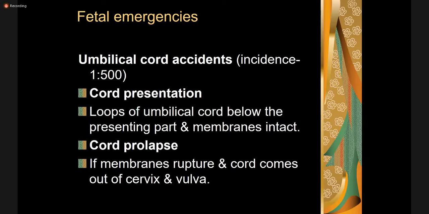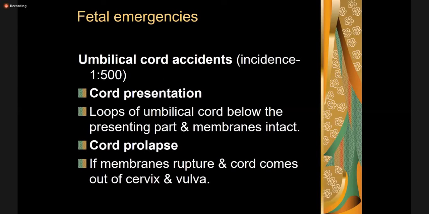Fetal emergencies include umbilical cord accidents and shoulder dystocia. Umbilical cord accidents, the incidence is 1 in 500. It can be either cord presentation or cord prolapse. What is the difference between cord presentation and prolapse? In case of cord presentation, the membranes are intact, but you can feel loops of umbilical cord, something very soft below the presenting part, and the membranes are intact. So when you do examination, you find that you can feel something, some pulsation, soft thing. This can be picked up with experience. So this is called cord presentation.